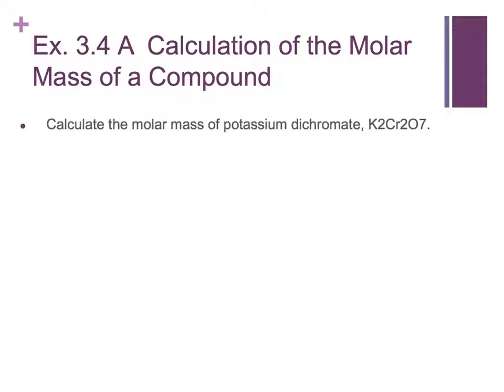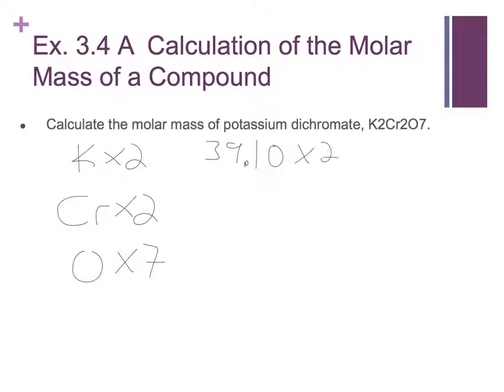So our first example just says calculate the molar mass of potassium dichromate. And this formula is giving us 2 potassiums, 2 chromiums, and 7 oxygens. So we just need to look up the masses of all of these guys. 39.10 is going to be the potassium times 2. Chromium is 52 even. 2 decimal places is always going to be enough for any molar mass that you're looking at on the periodic table. That's pretty much the standard. And then oxygen is 16 even.